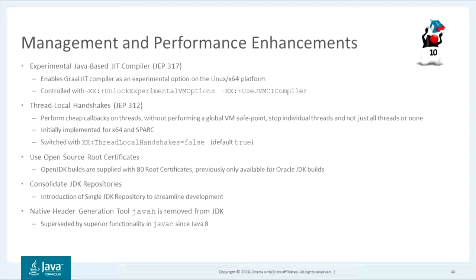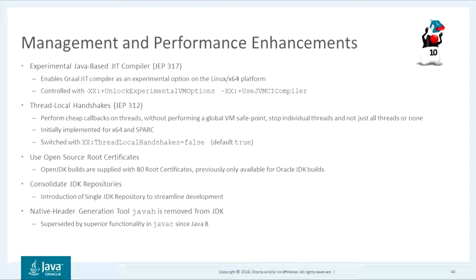Other management and performance enhancements. Enabling the Graal just-in-time compiler for Linux platform that allows you to kind of use experimental mode, if you like, to create a platform-specific executable in Java for Linux for a moment.